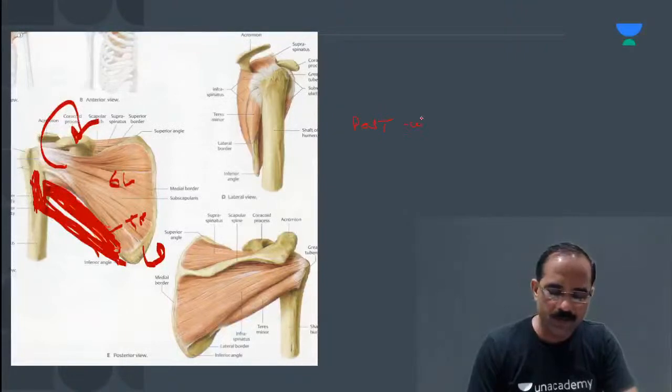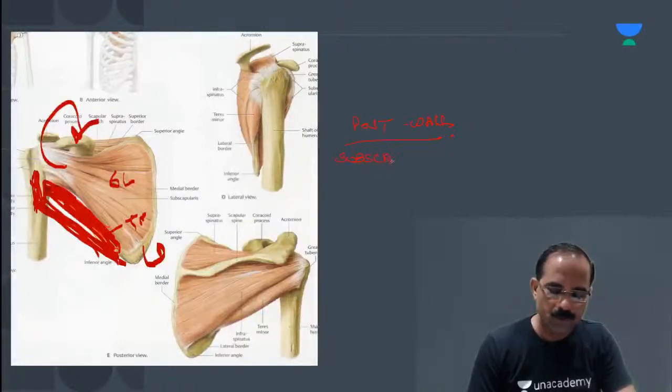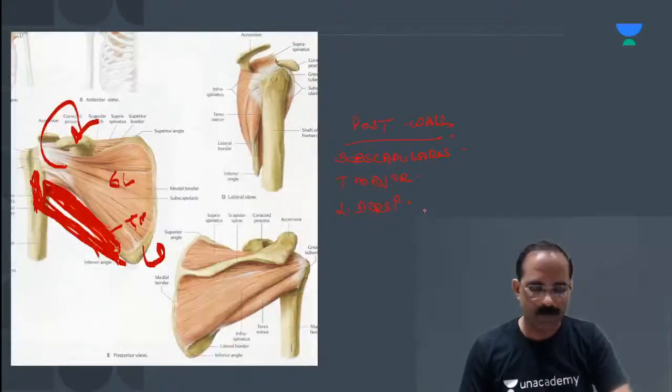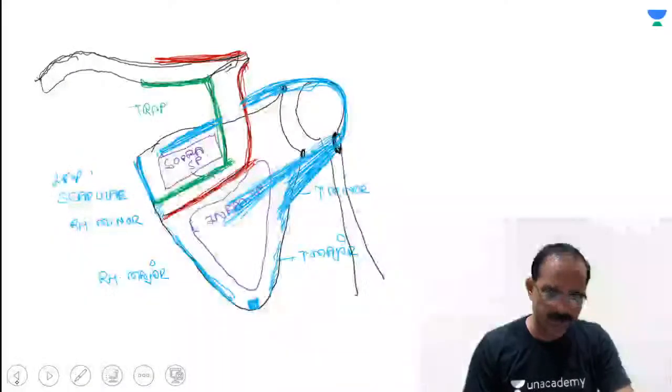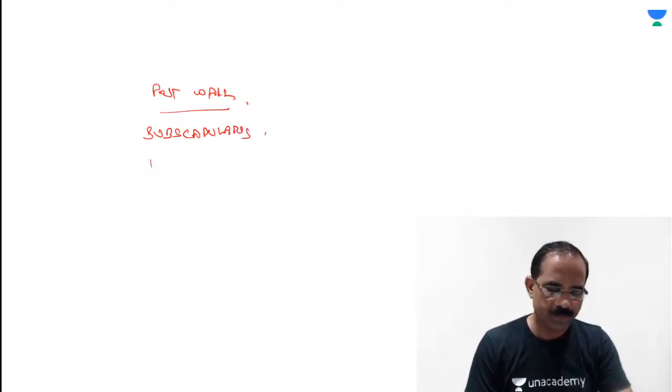Starting with the posterior wall. So anterior wall we have written. Now we write the posterior wall. You're looking from front. It is formed by subscapularis, teres major, latissimus dorsi. The subscapularis, teres major and latissimus dorsi. Can you see this? I'll write here. Posterior wall is formed by subscapularis, teres major, latissimus dorsi. ठीक है, this is it.